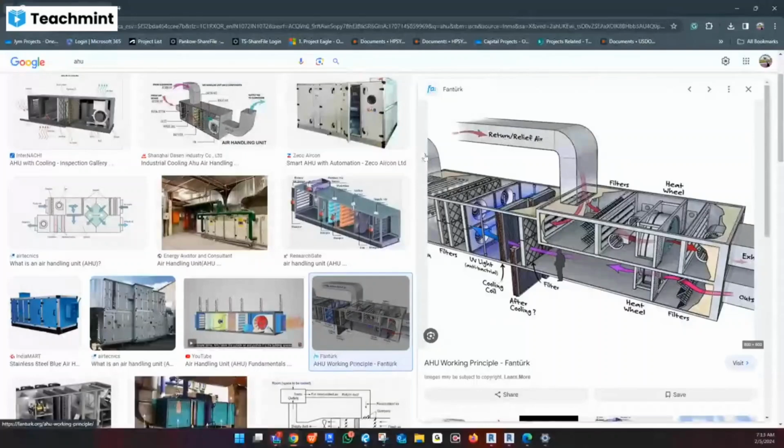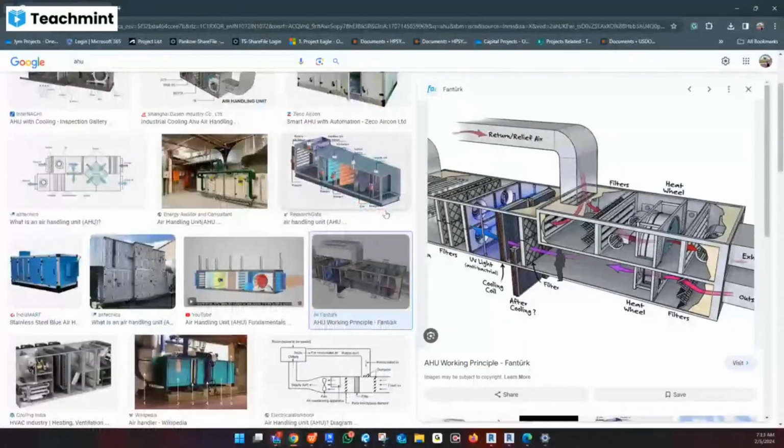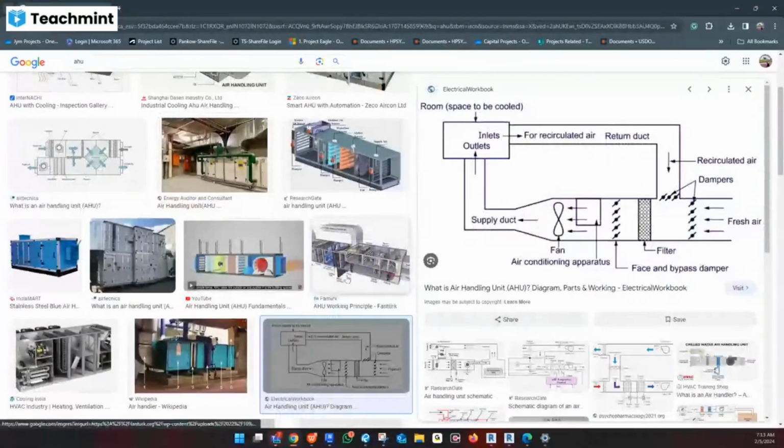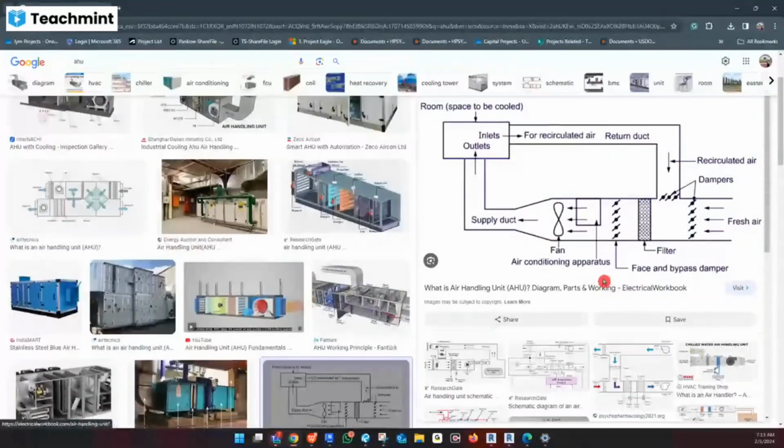You can see one more example, filters, fan, supply air. Going back to the units, and again, it's HVAC, right?